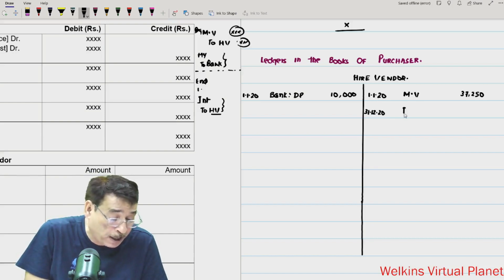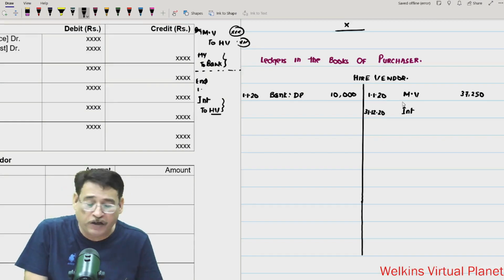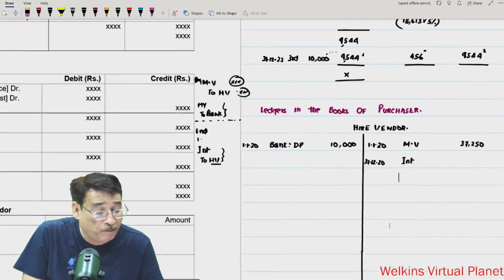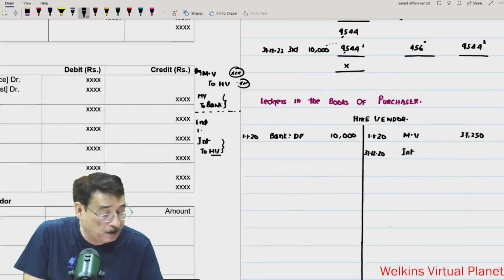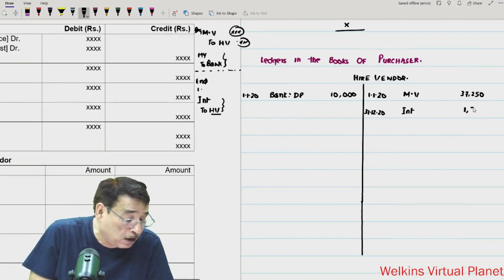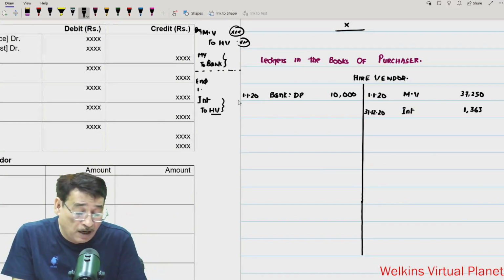31/12/2020, I am going to write interest. And we have computed the amount of interest. If you remember, we computed interest, that is 1363. At the end of the first year, the interest amount is 1363. So you are going to write here 1363. Correct?